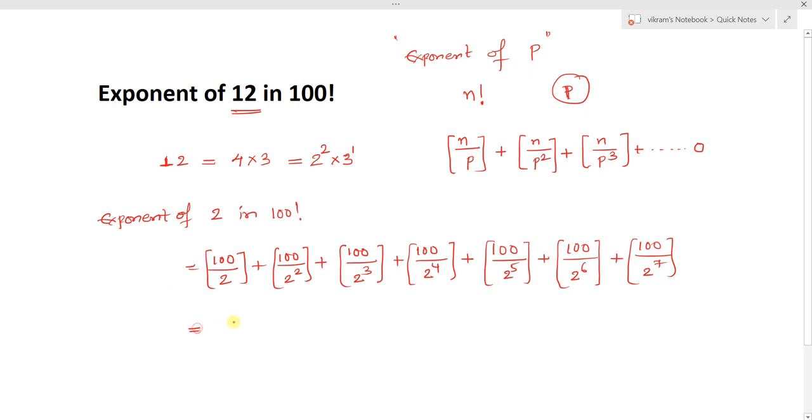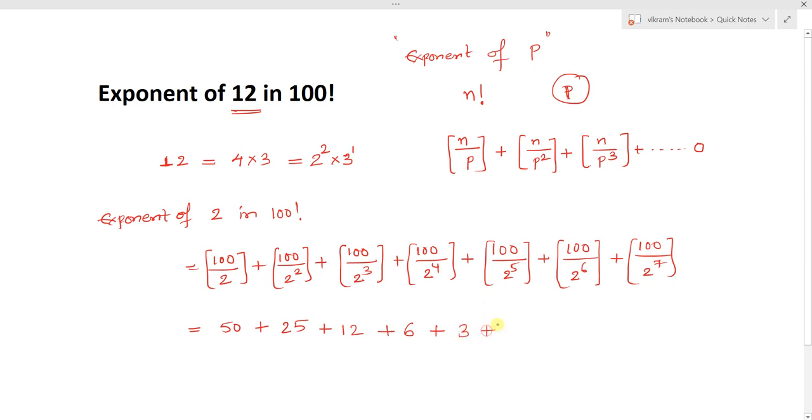Then 100 by 2 means 50, plus 100 by 4, which is 25. The greatest integer of 25 is 25 only. Then 100 by 8 is 12 point something, and the greatest integer of 12 point something is 12. Plus 100 by 16, which is 6 point something, and the greatest integer is 6. Plus 100 by 32, and 32 times 3 is 96, so the greatest integer we obtain is 3.